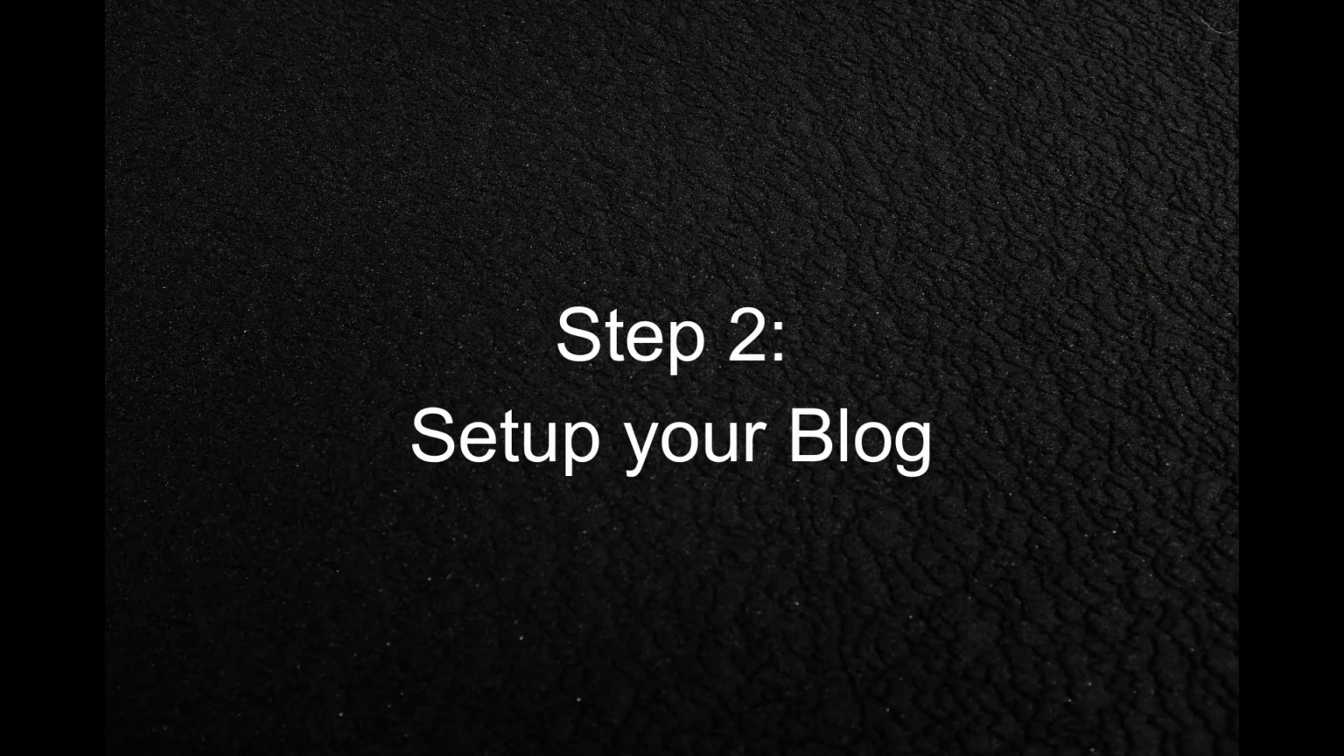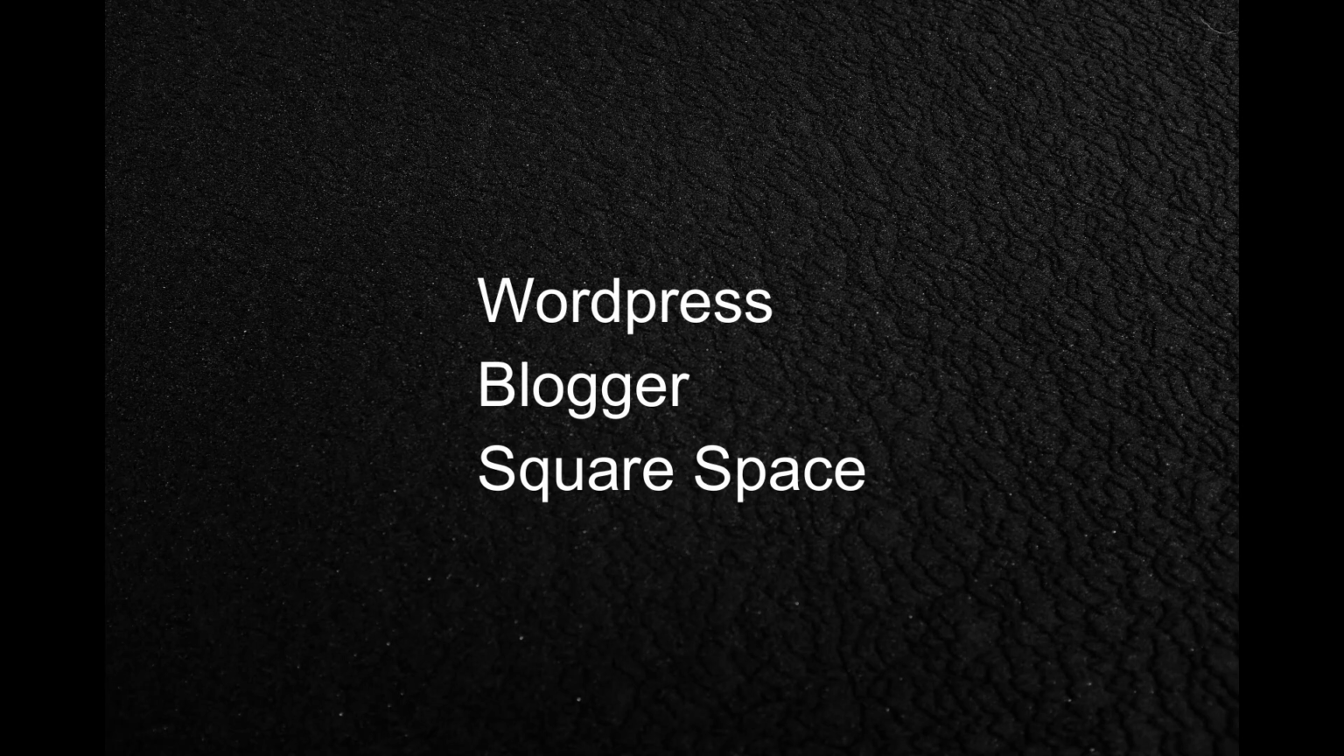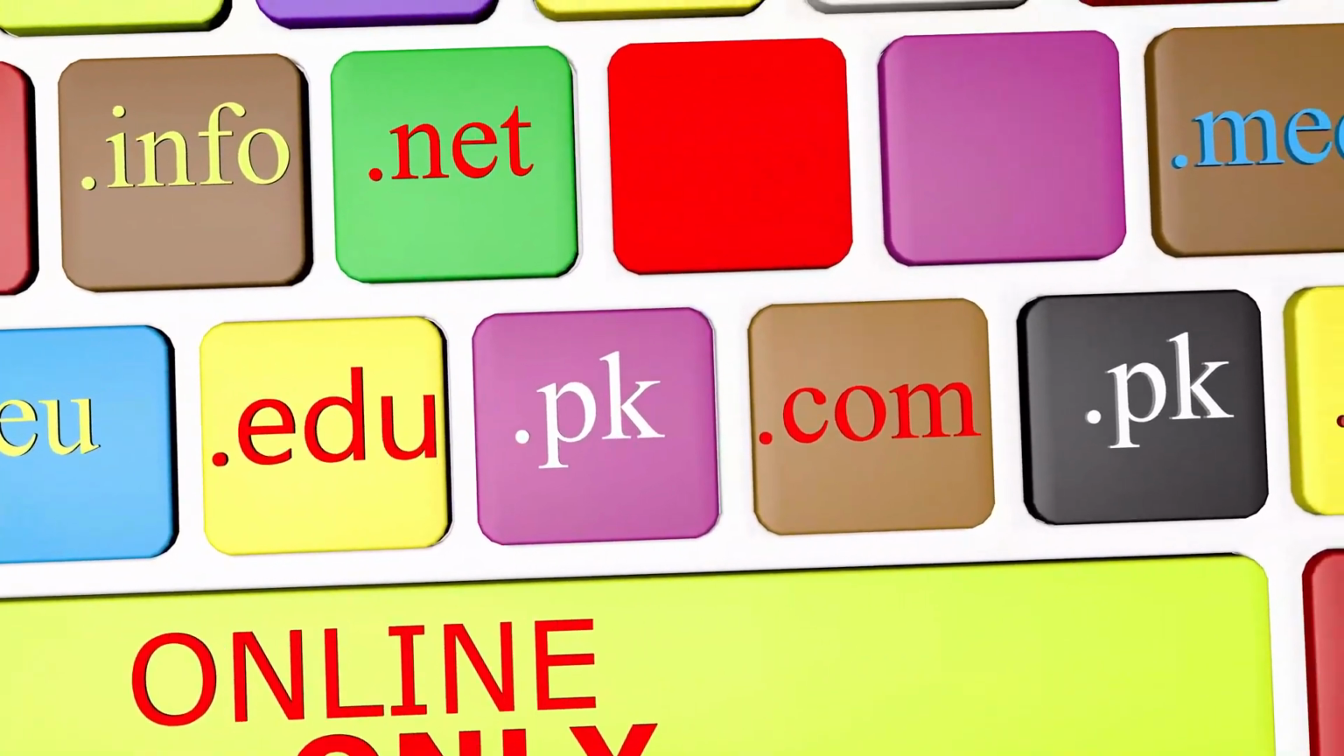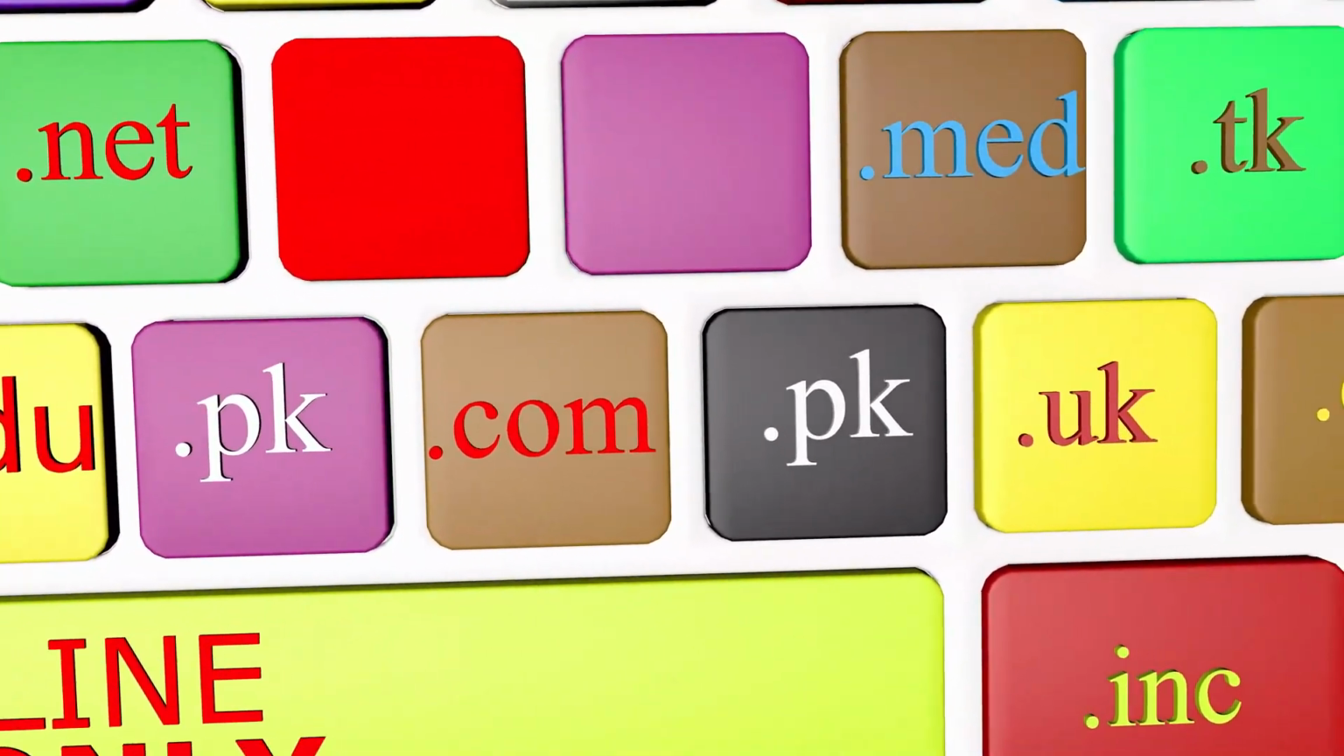Once you've chosen your niche, it's time to set up your blog. You can choose a platform like WordPress, Blogger, or Squarespace to host your blog. These platforms make it easy to create a professional-looking blog without any coding or design experience. When setting up your blog, make sure to choose a unique and memorable domain name.